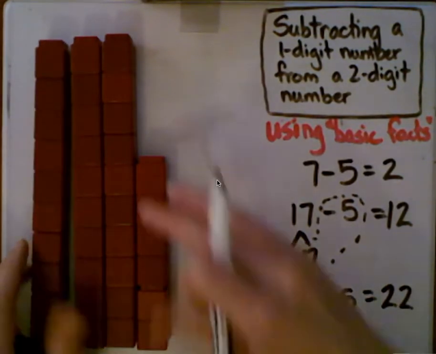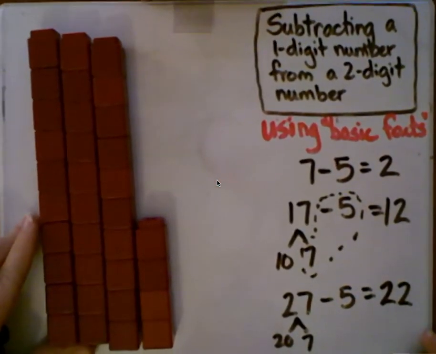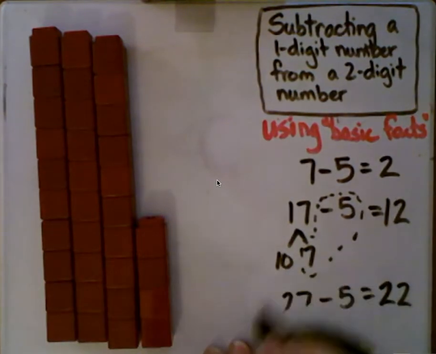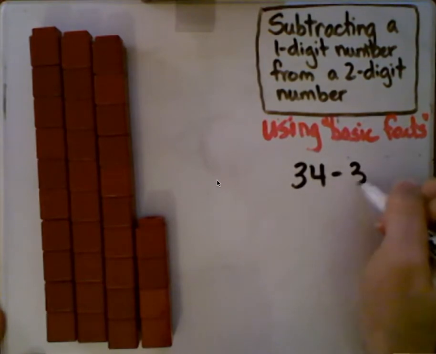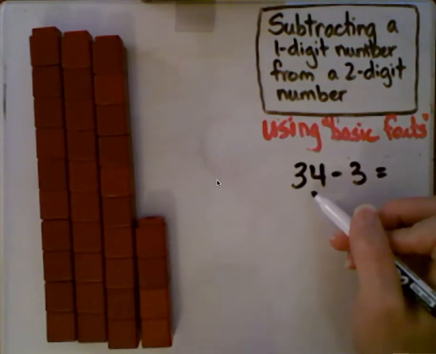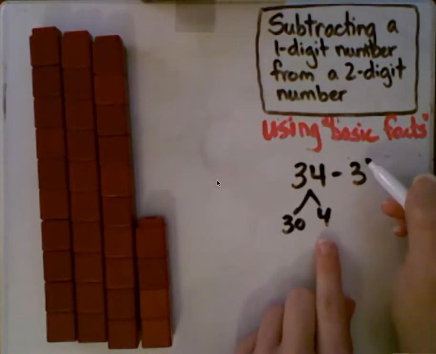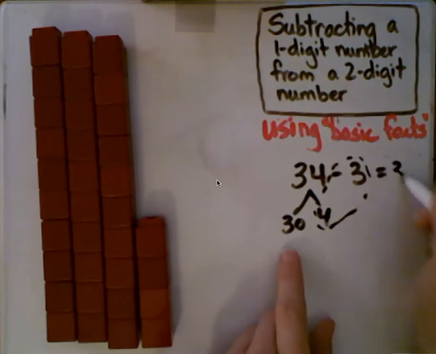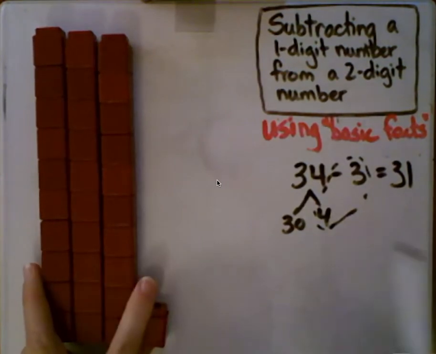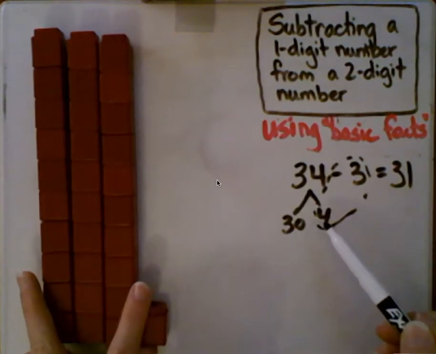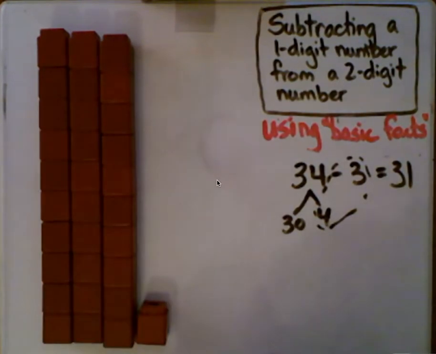Now let's say they had 34. With the problem 34, if they were going to take away 3, again they have enough ones. They can take their 3 from the 4. 4 minus 3 is 1, and they have 31. Many students can do this work in their head, and the recordings here just help us to see what it is that we have as we work in the parts.